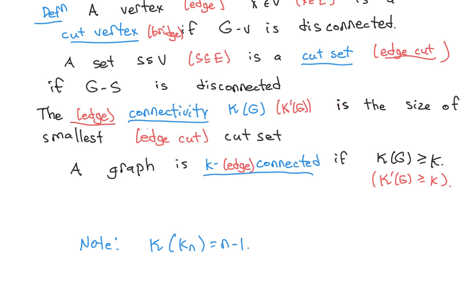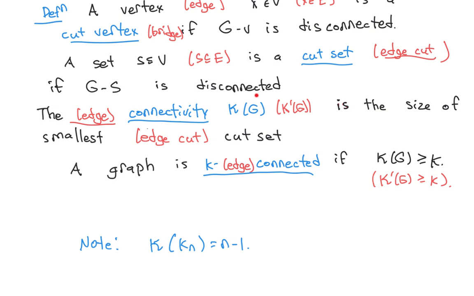And we will say that a graph is k-connected if its connectivity is at least k, and it's k-edge-connected if its edge connectivity is at least k. In other words, a graph is k-connected if and only if deleting any fewer than k vertices does not result in a disconnected graph. And it is k-edge-connected if deleting any fewer than k edges results in a connected graph.